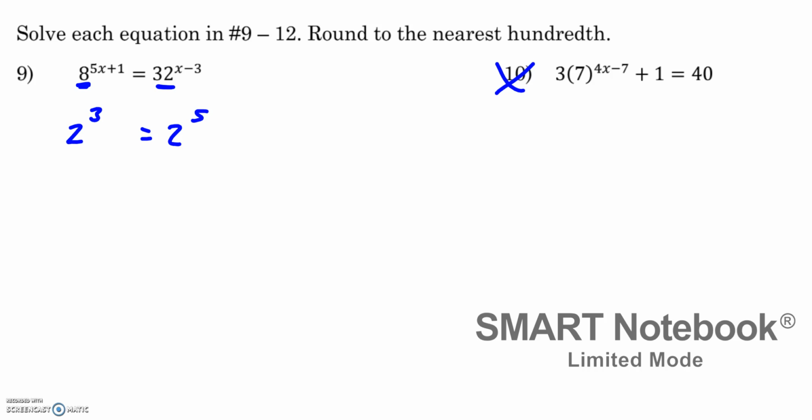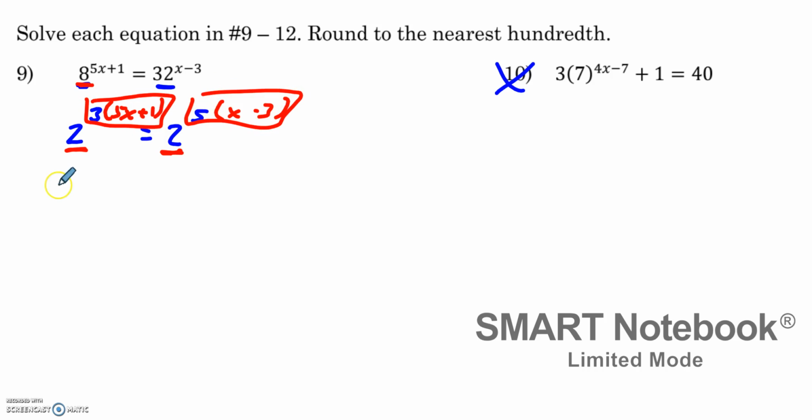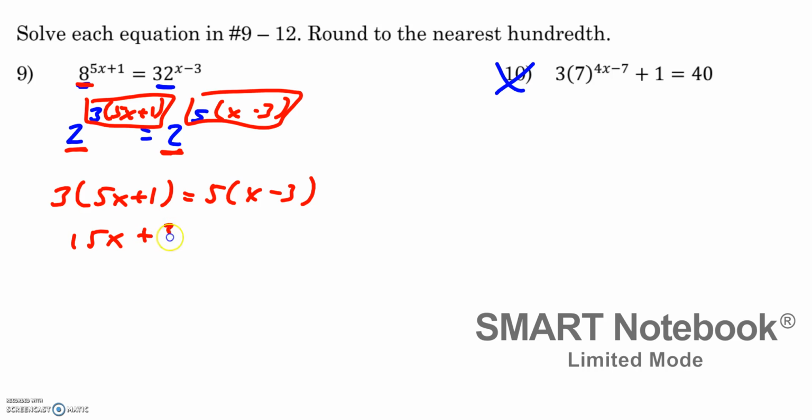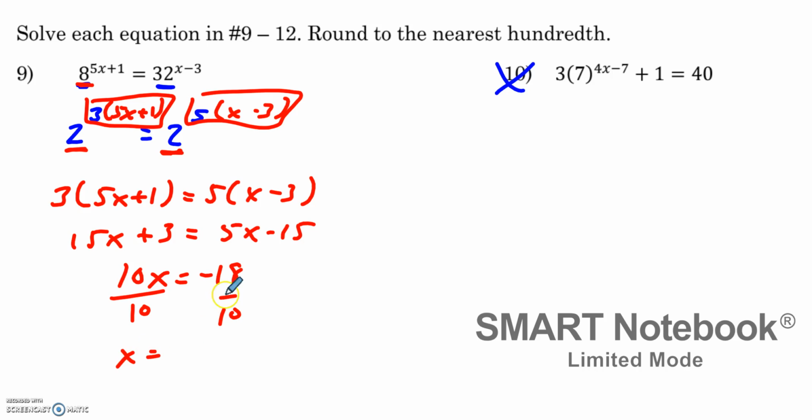So what we really have here is, if you replace 8 with 2 to the 3rd, we have 2 to the 3rd times 5x plus 1. We have 2 to the 5th times x minus 3. And if your bases are the same, that really means that your exponents have to be equal. So you really have 3 times 5x plus 1 equals 5 times x minus 3, which would be 15x plus 3 equals 5x minus 15. And if you solve this, you would get 10x equals negative 18. Divide both sides by 10. X would equal negative 18 tenths, or if reduced, negative 9 fifths.